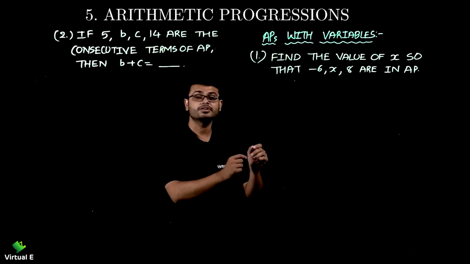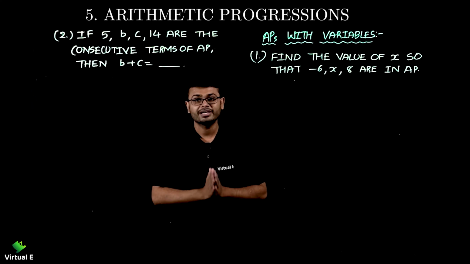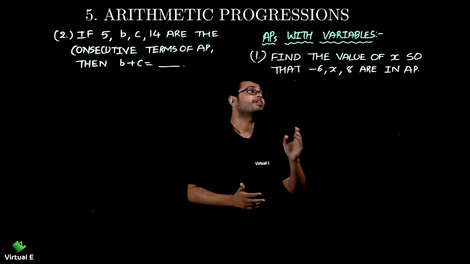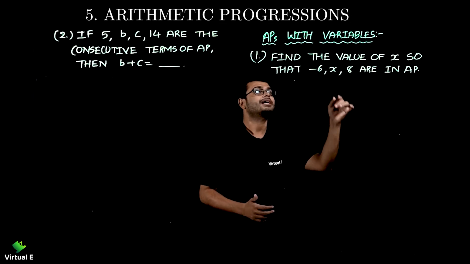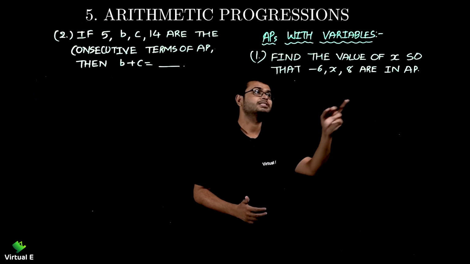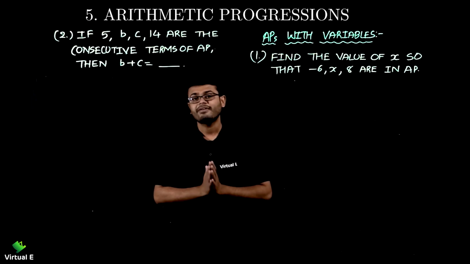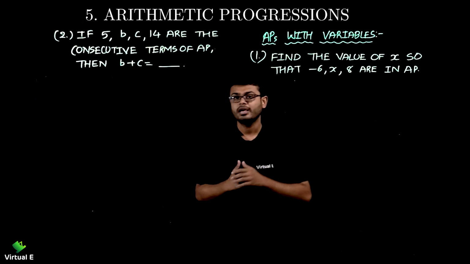Let's start with the first, most simple question. Find the value of X. We need to find the value of X. Simple. So -6, X and 8 are in AP. So what is the value of X? All these three should be in AP.